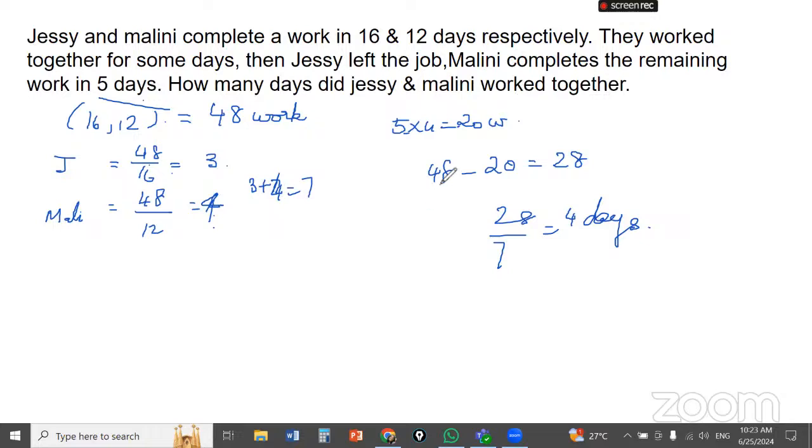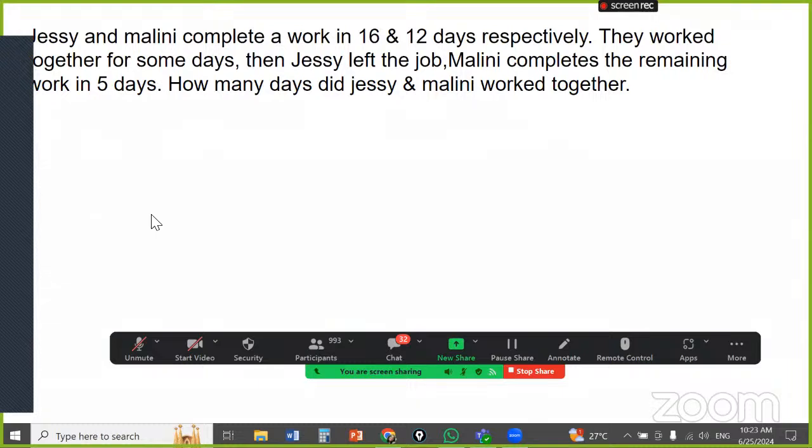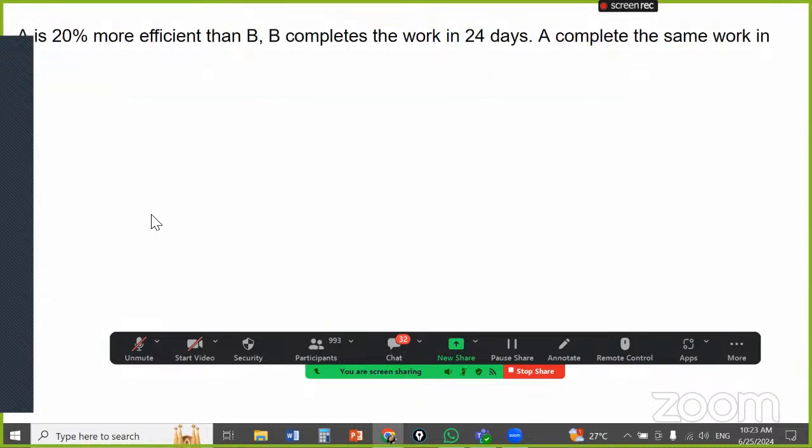So this is a simple thing. The answer is 4 days. I hope all of you got it. Any other doubts? Okay, we'll move on for the next one. It's a simple thing only. Here you don't have much calculation.